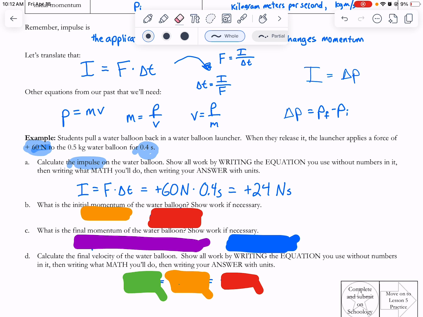Now, the initial momentum of the water balloon is what it wants me to find next. You'll notice that it says show work if necessary, okay? Show work if necessary. So that means that on this one, I can probably think about the answer without actually writing a whole lot down, but I'm going to write some stuff down as I think about this, because that's how I think about stuff. Okay, so it says, what is the initial momentum?